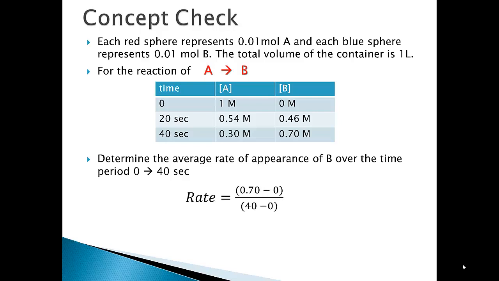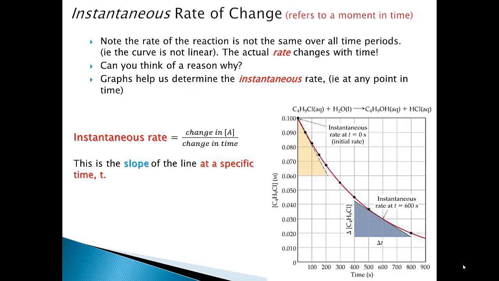So our rate is going to be 0.70 minus 0. After 40 seconds we have 0.70 moles per litre of B appearing over time, minus 0 moles per litre at the start of the reaction, and the time is 40 seconds. So 40 minus 0 is our time period. We get 1.75 by 10 to the minus 2 moles per litre per second. So that's the average rate of change, or average rate of reaction.